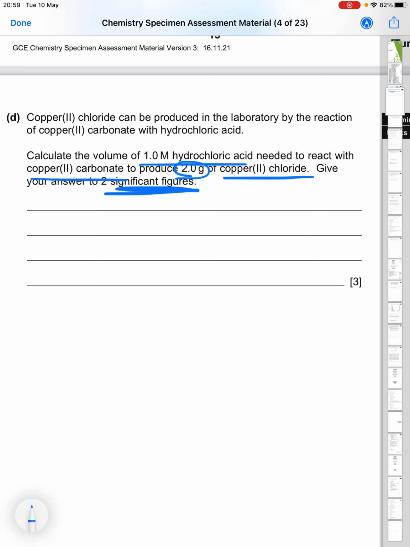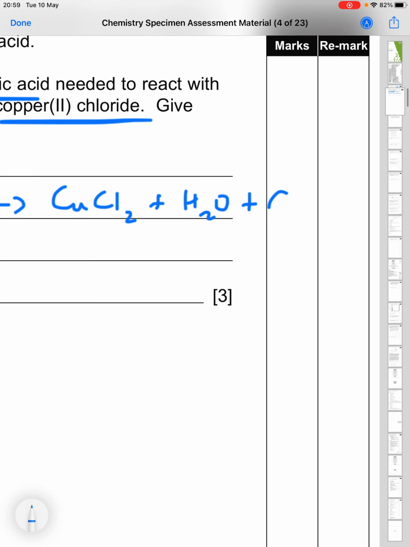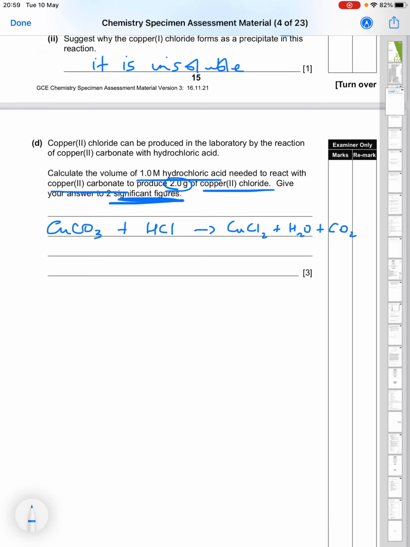So, balanced equation for this, CuCO3, the copper carbonate, reacting with HCl, which is the hydrochloric acid. That's going to give us copper chloride and water and CO2. And let's see, balance it. We need 2 moles of hydrochloric acid for every 1 of the copper carbonate. So we're told that this is 1 molar and we want the volume of that. And we know we have 2 grams of this.